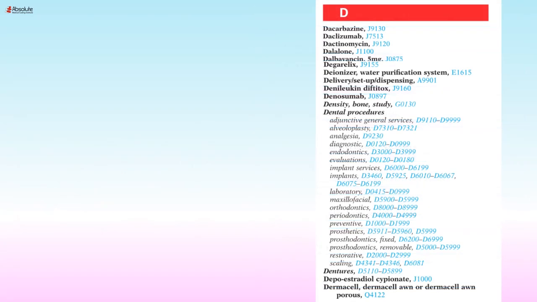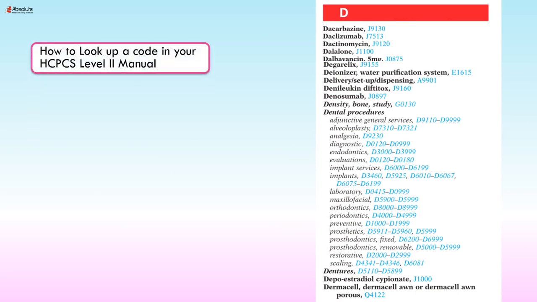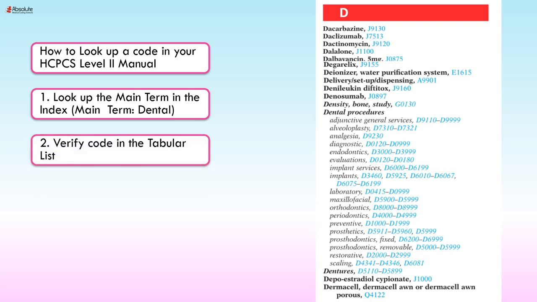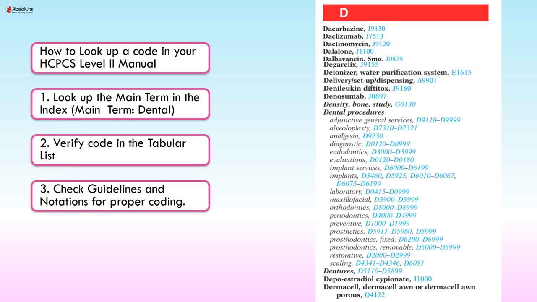Okay, so the last step that we need to review is, of course, how to look up a code in your HCPCS Level 2 manual. Same is true when you're looking for dental procedures. So look up the main term in the index. This time, you're going to go ahead, pretty much look at the main term dental or dental procedures. And from there, you verify the code in the tabular list and check guidelines and annotations for proper coding. And that's it.